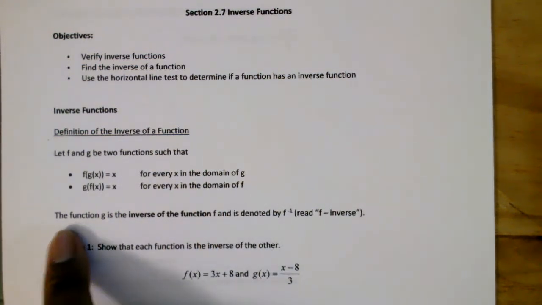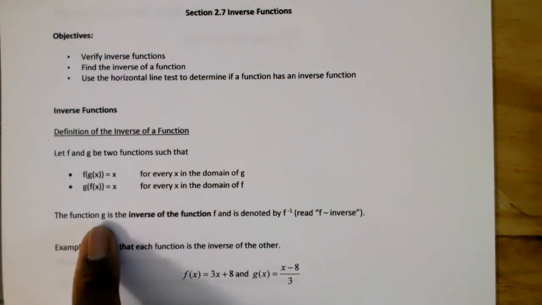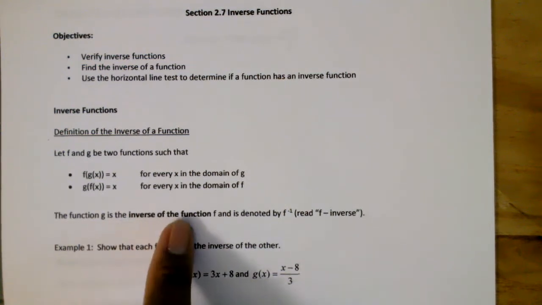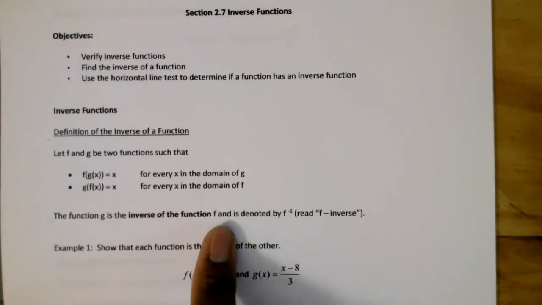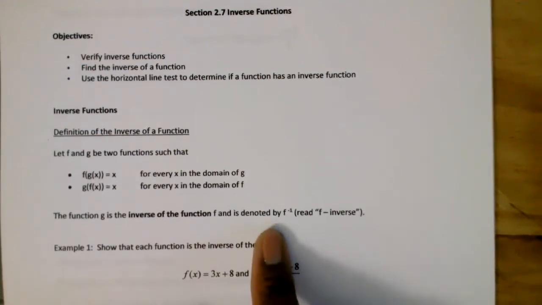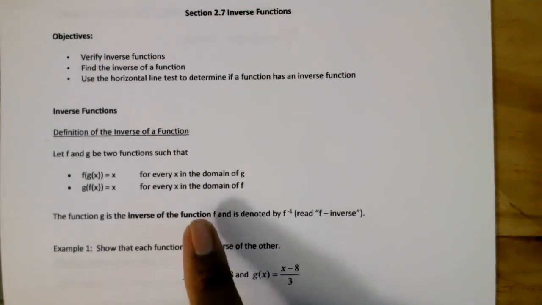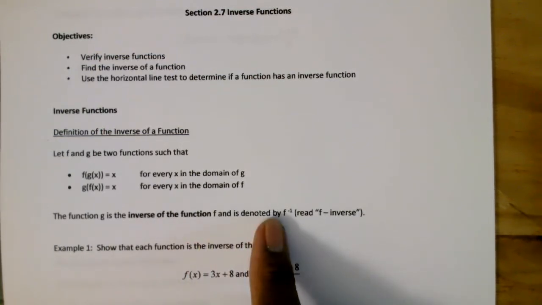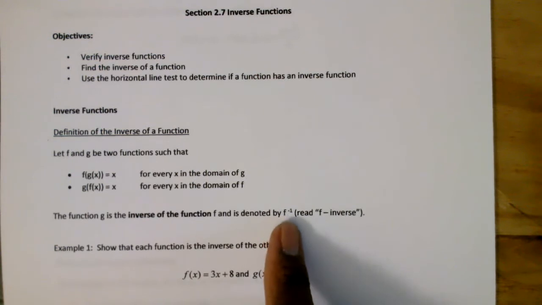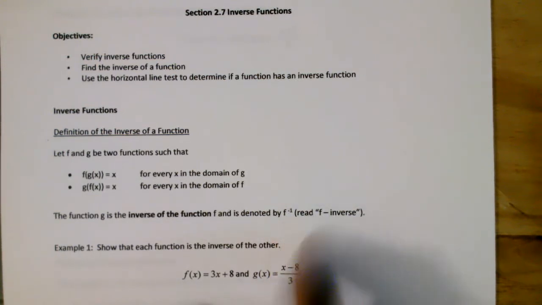Okay, so that means that the function g is the inverse of the function f, and it's denoted by f inverse. And this is not f to the negative 1. That's not an exponent. That's just read as f inverse.